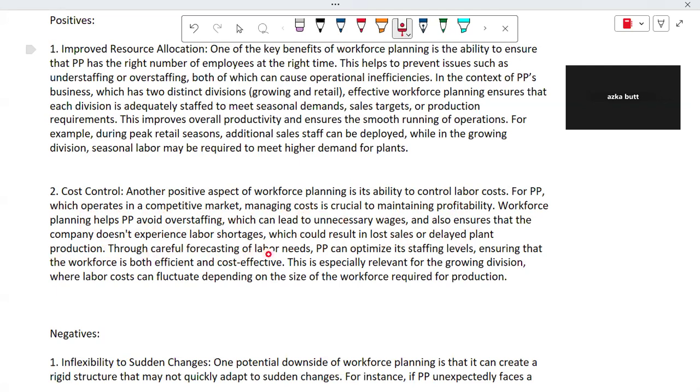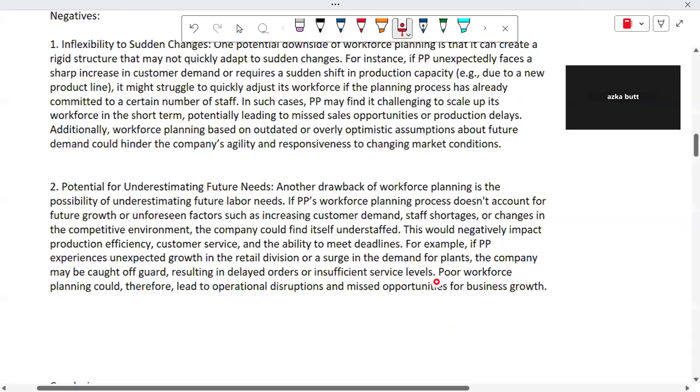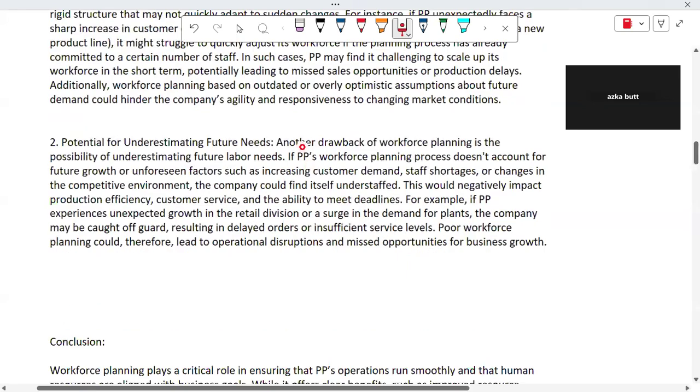Through careful forecasting of labor needs, PP can optimize its staffing levels, ensuring that the workforce is both efficient and cost effective. And this is especially relevant for the growing division where labor costs can fluctuate depending on the size of workforce required for production.